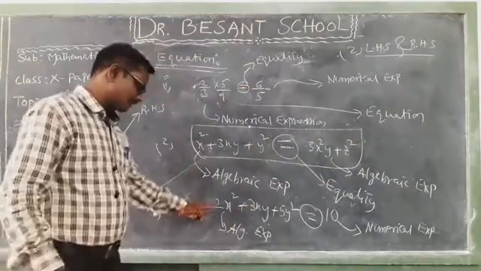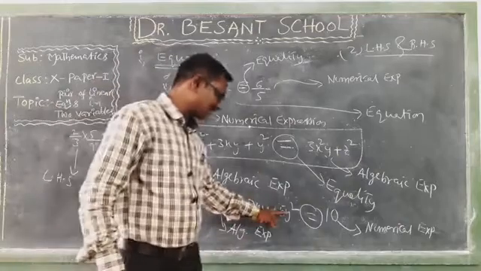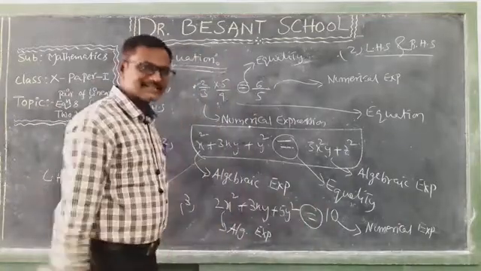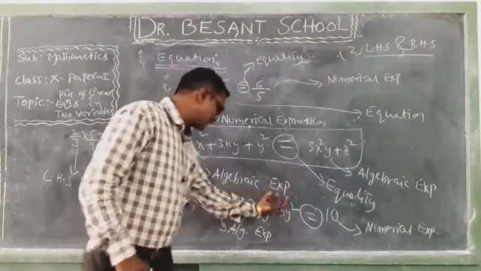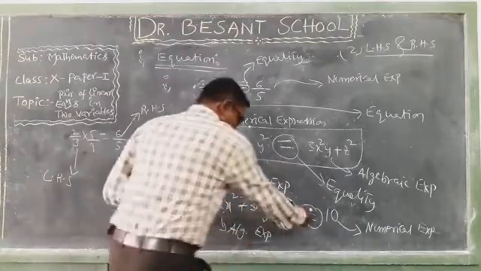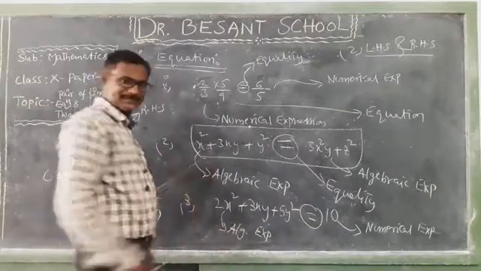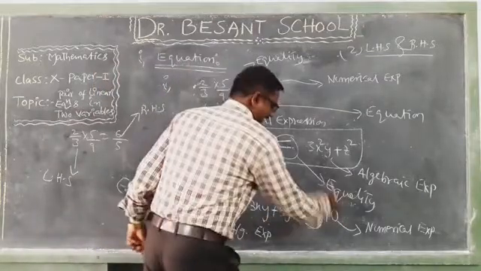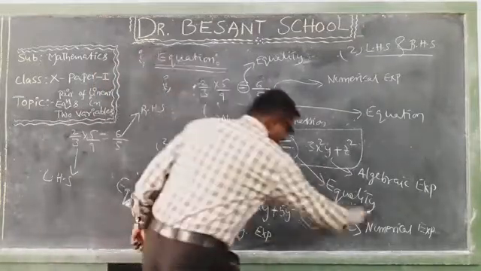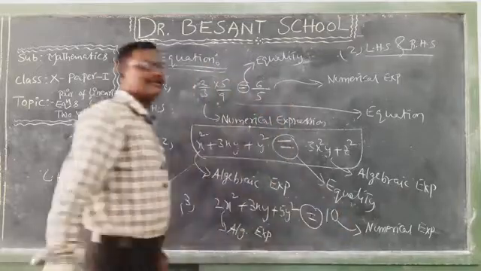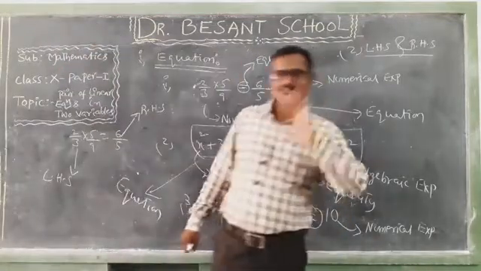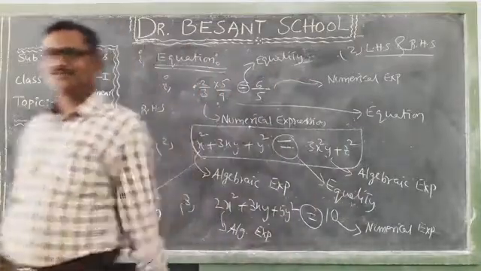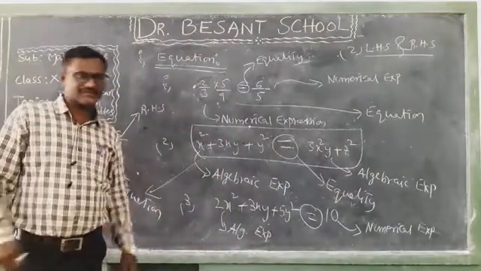Come to this equation: 2x² + 3xy + 5y² = 10. What is LHS here? 2x² + 3xy + 5y². Why? Because it lies on the left hand side of this equality. So what is RHS here? 10. Why? Because it lies on the right hand side of this equality. So till now we came to know what is an equation, what is LHS of an equation and what is RHS of an equation.